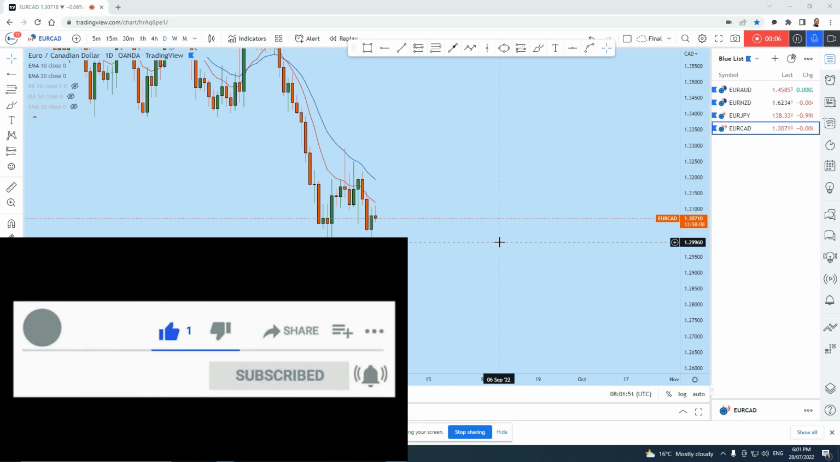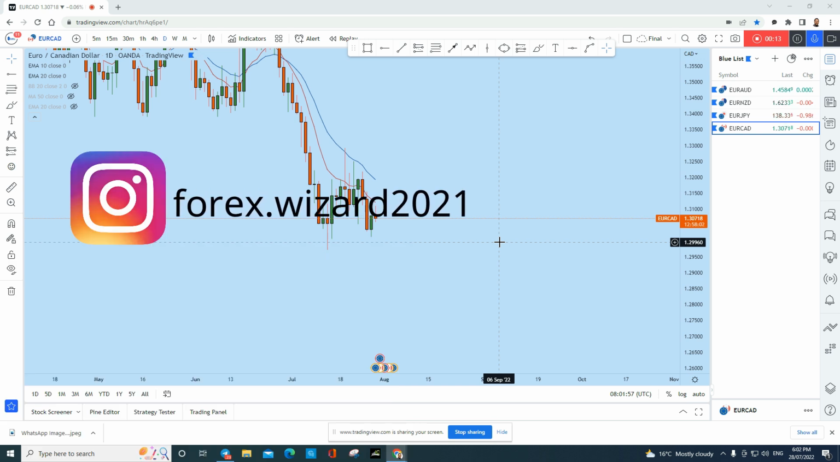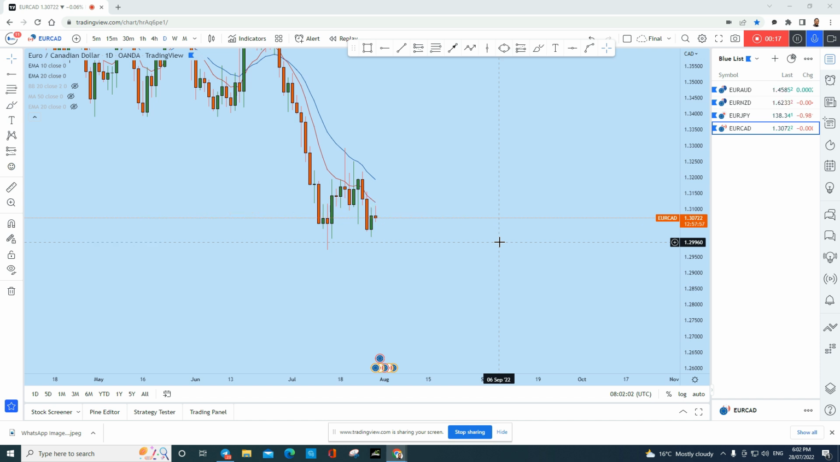So let's do a complete multi-time frame analysis of some of the Euro pairs that are currently giving us trading opportunities: Euro AUD, Euro NZD, Euro JPY, and Euro CAD. Let's see what kind of trading opportunity we currently have in all these four Euro pairs.